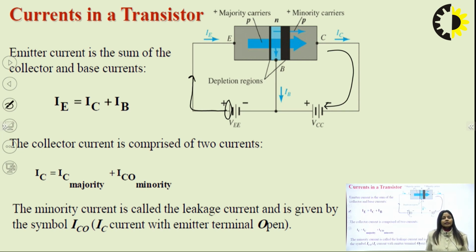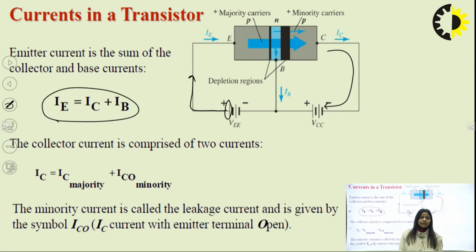So I can write IE is equal to IC plus IB, and this particular formula you need to learn always: the emitter current is the sum of the collector current and the base current. This is a big formula, and it is applicable to all the configurations, whether it is PNP, NPN, common base, common emitter, or common collector. So you need to learn this: IE is equal to IC plus IB.